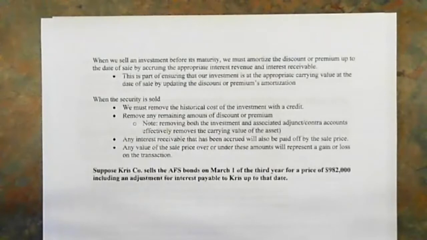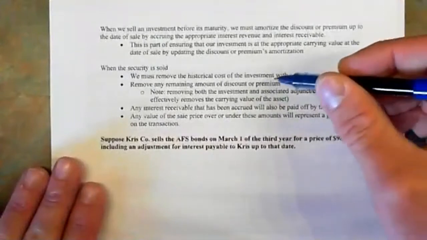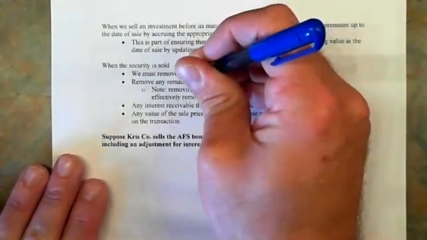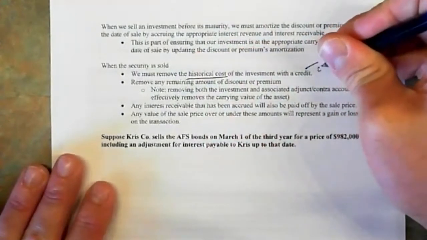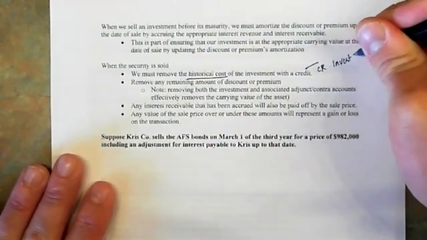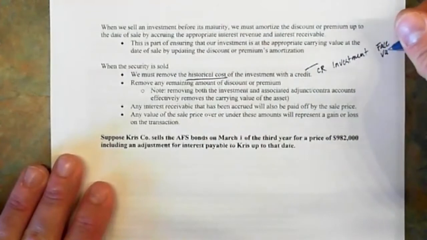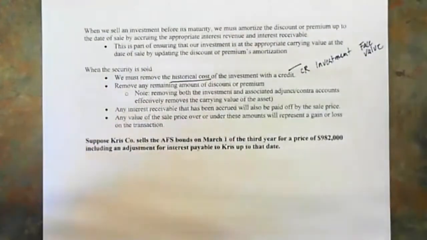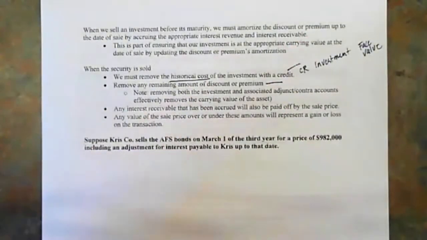Whenever we do this, we're going to have a few things that we want to remove from the books. When a security is sold, we want to remove the historical cost of the investment with a credit. So the historical cost goes out, which means that in these transactions we are going to credit the investment account at face value. Because remember, we put it in there at face value. We're going to keep it in there at face value. And then finally, if we sell it or it matures and we're paid, we get to remove it at face value. We want to get rid of any unamortized amount of discount or premium.